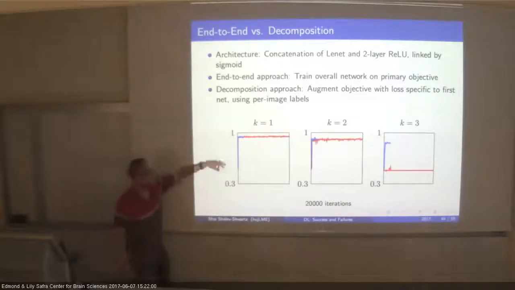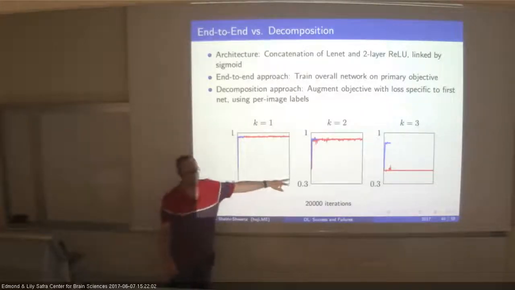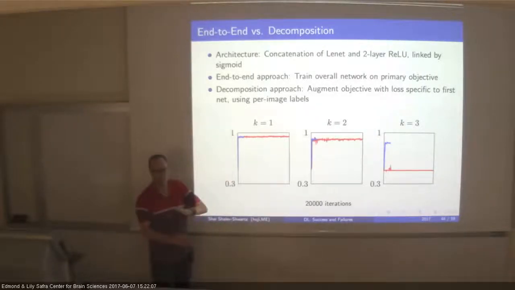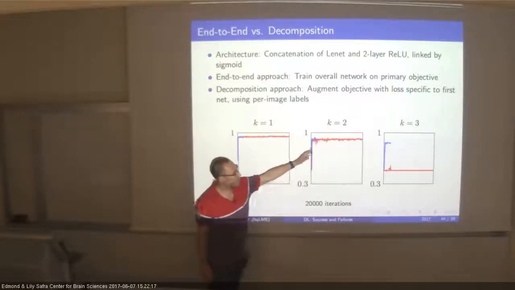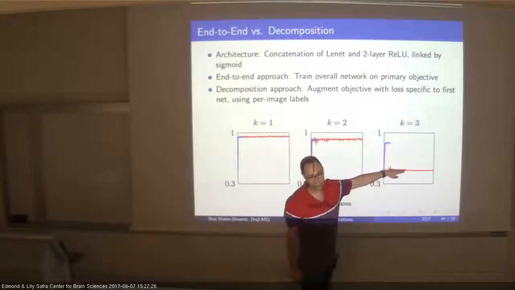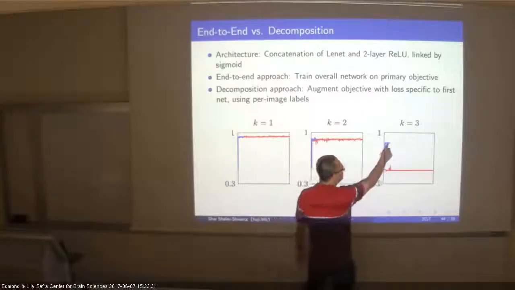Here it's accuracy as a function of iteration. When k equals 1, so we just need to learn the slope of a single image, then red and blue, which are the 2 approaches, end-to-end and the composition, both work. K equals 2, still both work. Already at k equals 3, the decomposition approach still works, but the end-to-end approach stays at a random guess. It doesn't go to 1.